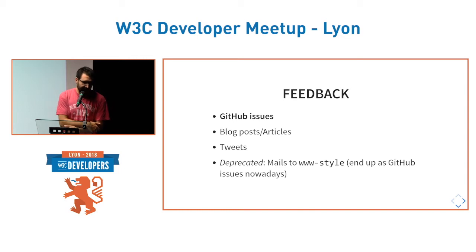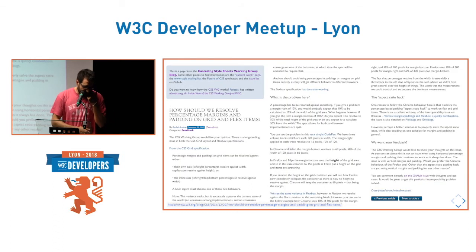And the old way was sending mails to the W3C style mailing list. But nowadays, if you send a mail, someone will tell you, okay, please file a bug or file a GitHub issue, or they will file it directly. So that's not happening anymore. So some examples of how to provide feedback.